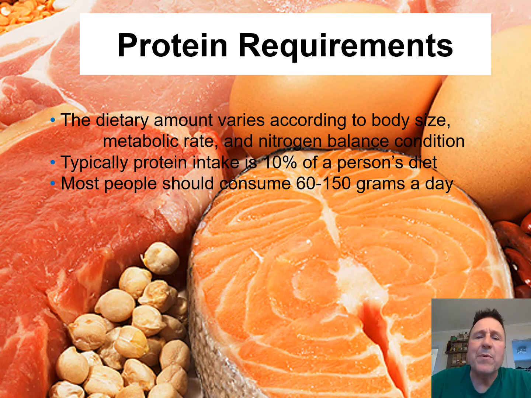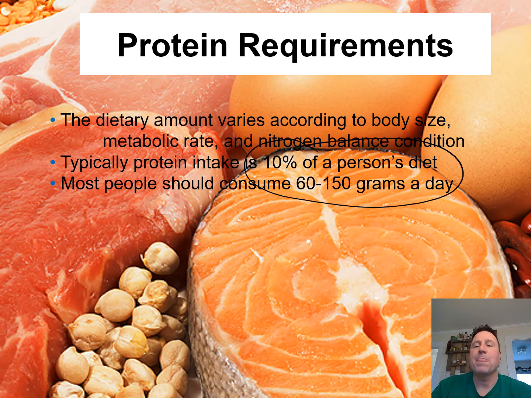What are the requirements? How much protein do you need? These vary. People come up with different numbers, but you need proteins at about 10% of a person's diet, unless you're on an Atkins diet, and then you could be way up there. So it can vary and still be okay, but you need some protein in your diet.